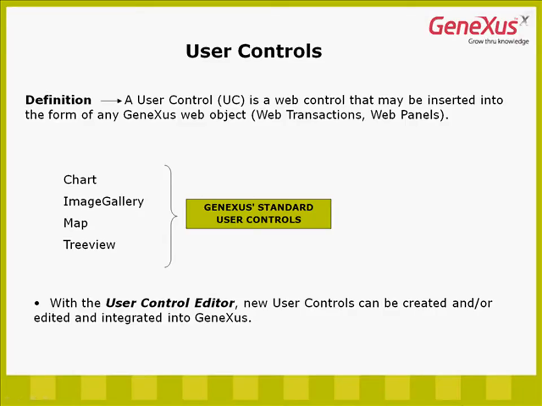Aside from the controls we've already been using in our application, such as attributes, variables, standard grids, and freestyle grids, GeneXus X also offers us user controls. These are web controls that can be inserted into any GeneXus web object's form, and they will greatly enhance our application's functionality and appearance.